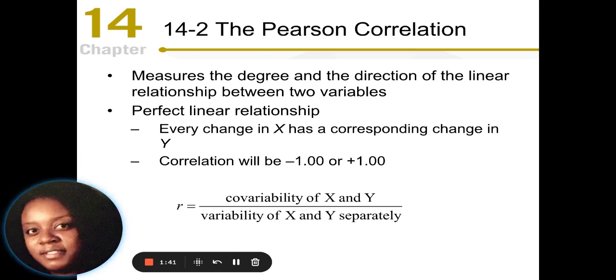14-2 is the Pearson correlation, which measures the degree and the direction of the linear relationship between two variables. A perfect linear relationship happens every time X has a corresponding change in Y. That correlation could be plus or minus 1. And there's a formula to measure that.